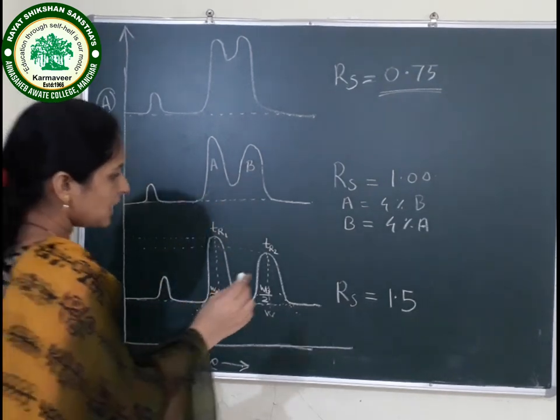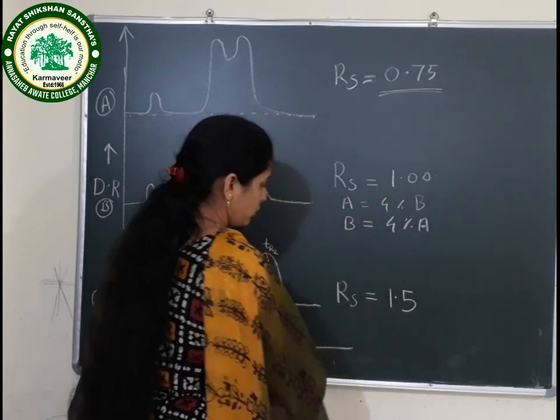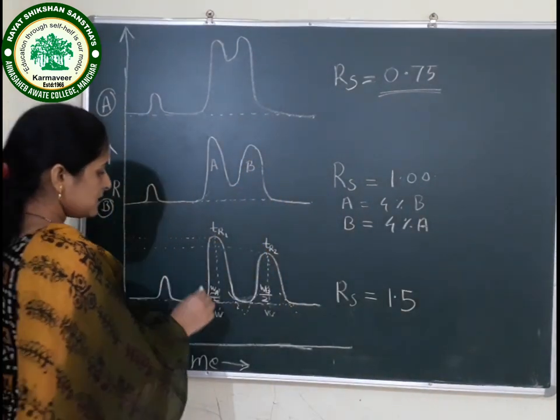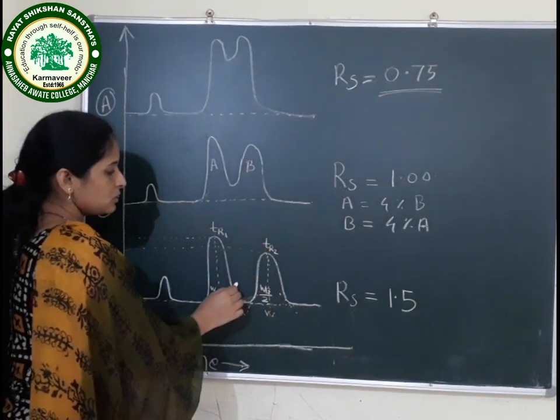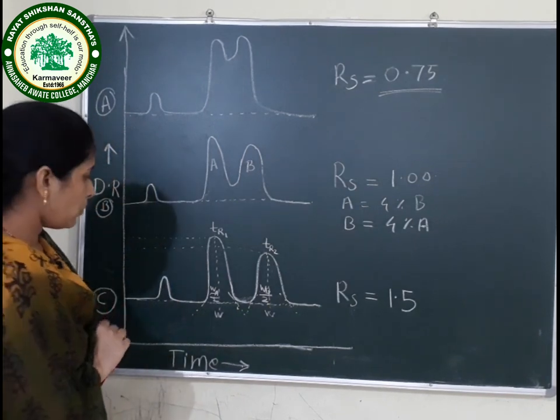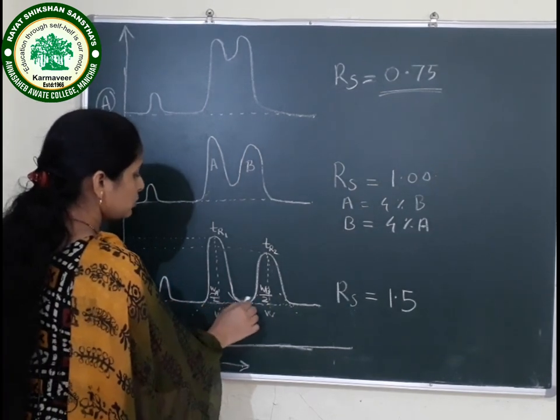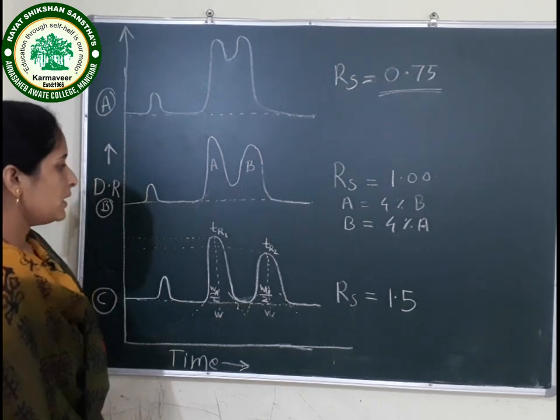But at the RS value 1.5, we get well separated peaks on the chromatogram. Okay, these peaks are totally separated from each other.